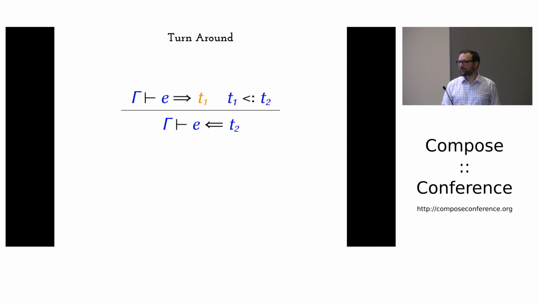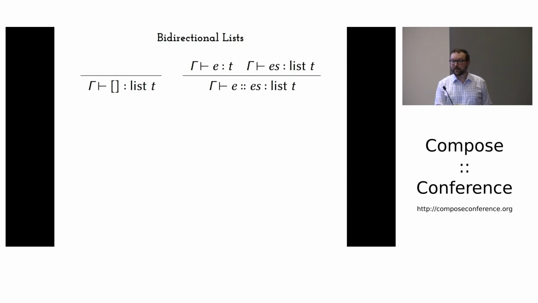In order to do that, well, it's at the bottom, so it's in checking mode, and then we synthesize the type for the expression, and that looks like this, as we've seen. So lists. We've already seen what happens if we want to synthesize a type for the empty list. It doesn't work out very well.